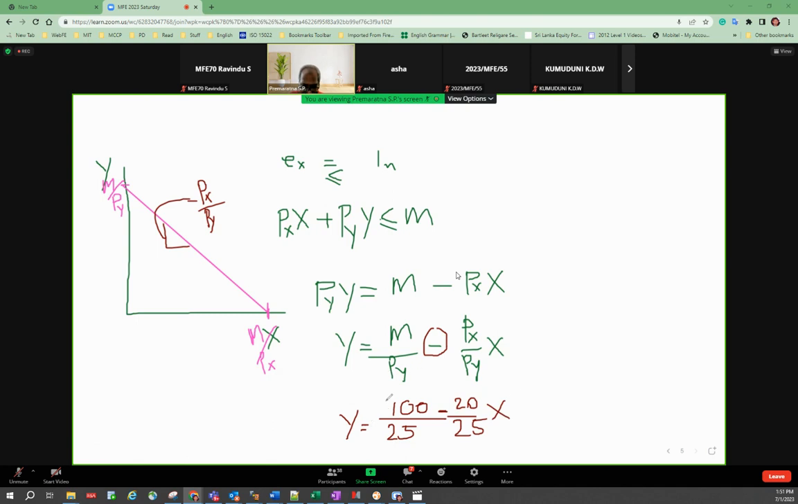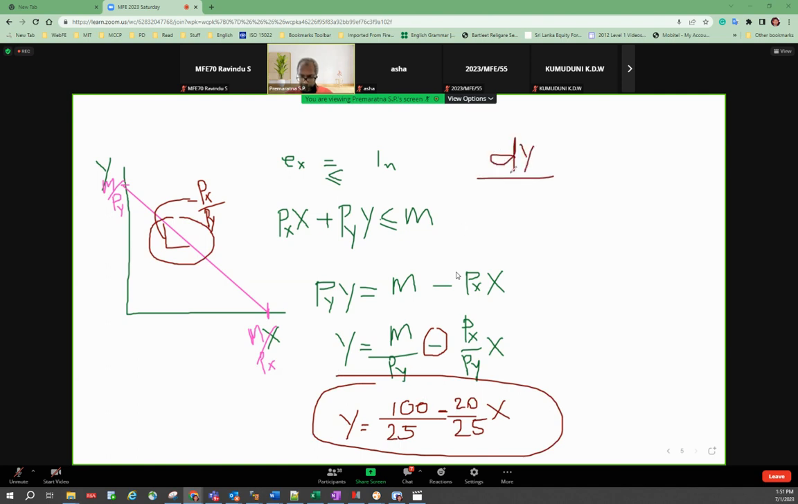And the most important thing is here the slope, but we have to understand the budget line. So given the money income and prices, you can derive this budget line. If you differentiate the budget line with respect to X, you can get the slope, that's Px divided by Py.